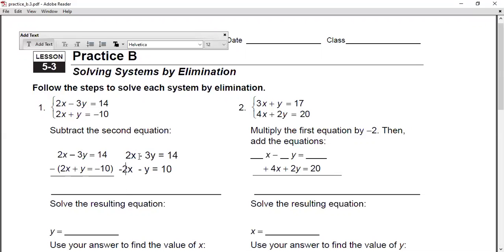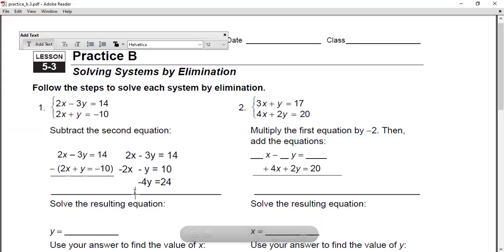Now you have to cancel these two, right? I don't have the access to draw a line, so I'm just showing you that these two cancel out. When you cancel these two out, you will have negative 3y and negative y, and there is an invisible 1 always, right? So negative 3 minus 1 is going to give you negative 4y equals 14 plus 10, which is 24.